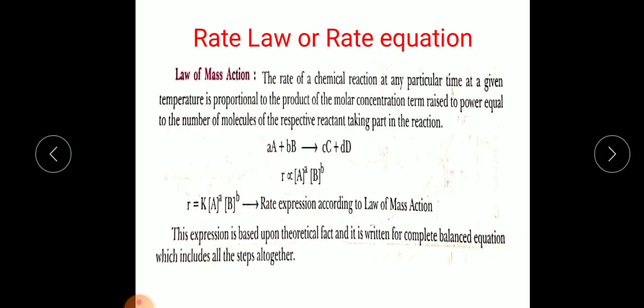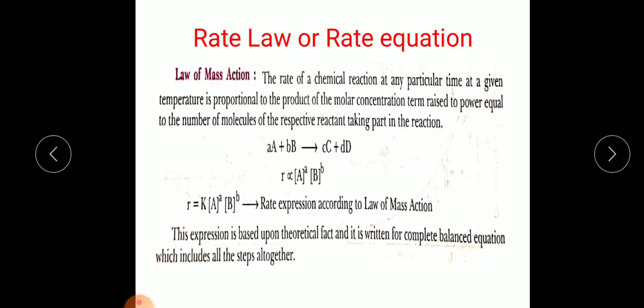Now for today, we need to discuss what is rate law or rate equation. In our previous classes we discussed the law of mass action. Once again we will come across it, because from there only we can write down the rate law or rate expression. According to the law of mass action, the rate of a chemical reaction at any particular time at a given temperature is proportional to the molar concentration terms raised to a power equal to the number of molecules of the respective reactant taking part in the reaction.